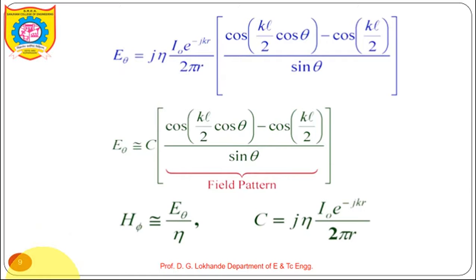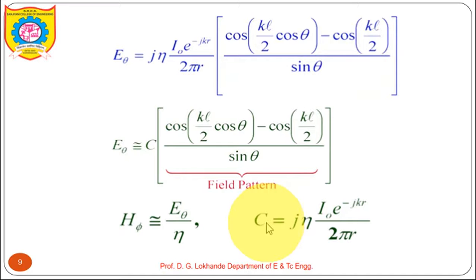And finally, after some mathematical manipulations, we get this equation: E of theta is equal to j eta I0 e^(-jkr)/(2 pi r) times [cos(kL/2 cos theta) - cos(kL/2)]/sin theta. Whichever term we observe here, this is the constant term for the given condition, and that's why it is called C, and the rest of the component is called the field pattern.